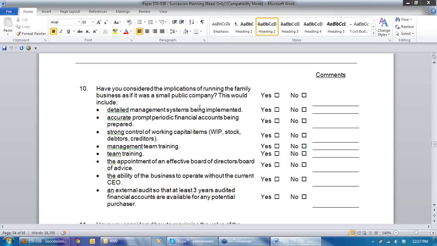So what are the systems? Who are the management team? How regularly are they getting financial accounts? Are they analysing those accounts? Are they looking at benchmarks? Are they looking at key performance indicators? What team training is there? And has there been external audits so that a purchaser could have some reliance on the financial figures that have been submitted?